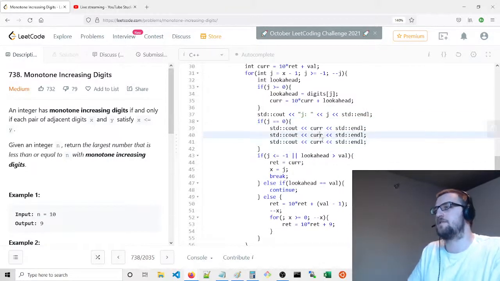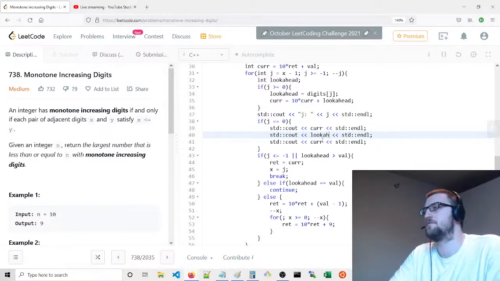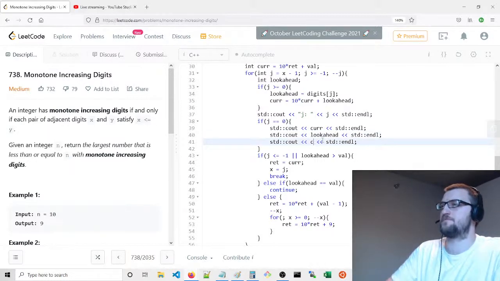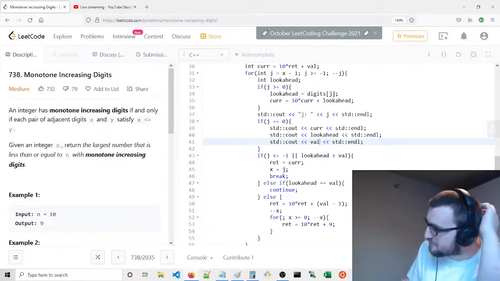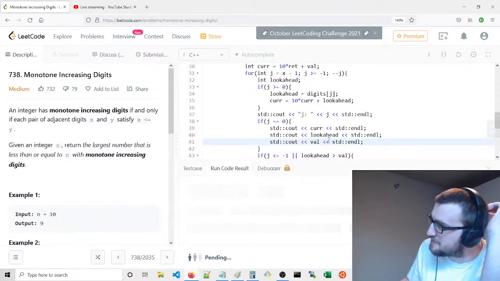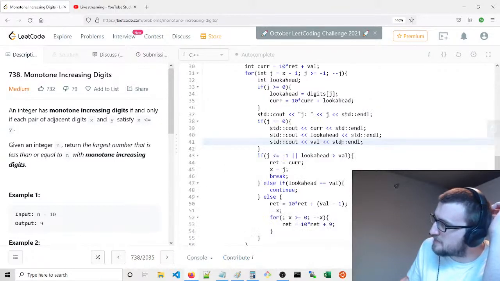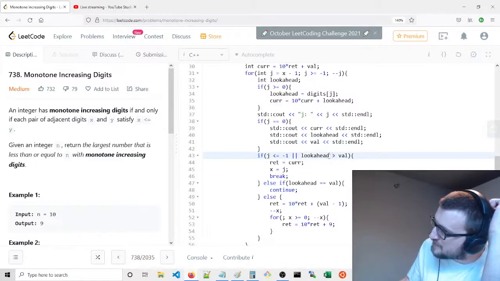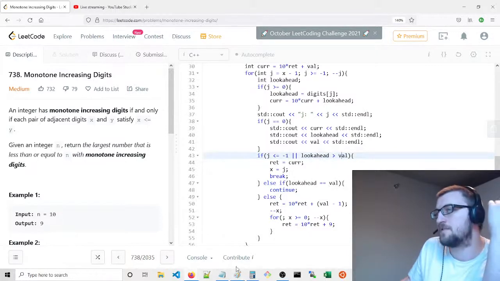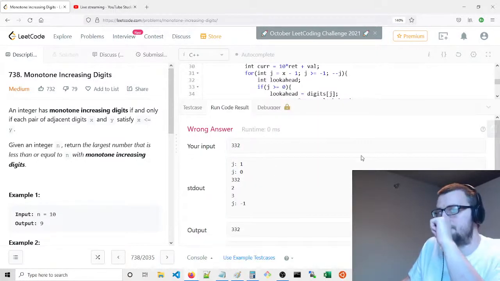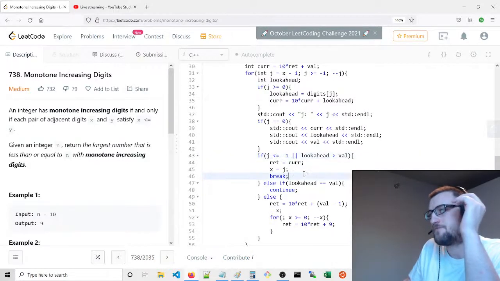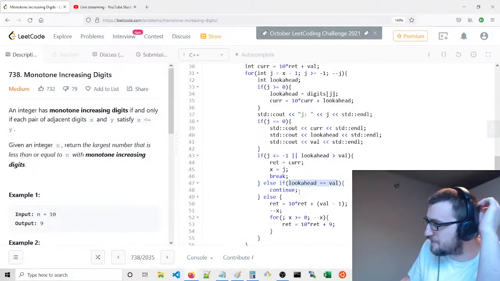What's the look at and what's the value? Expecting this to be 3 and 2. Yeah, okay. Look at is 2, value is 2. So this is not true. Look at is 2, value is 3. Right? So this is false, so we end up here.